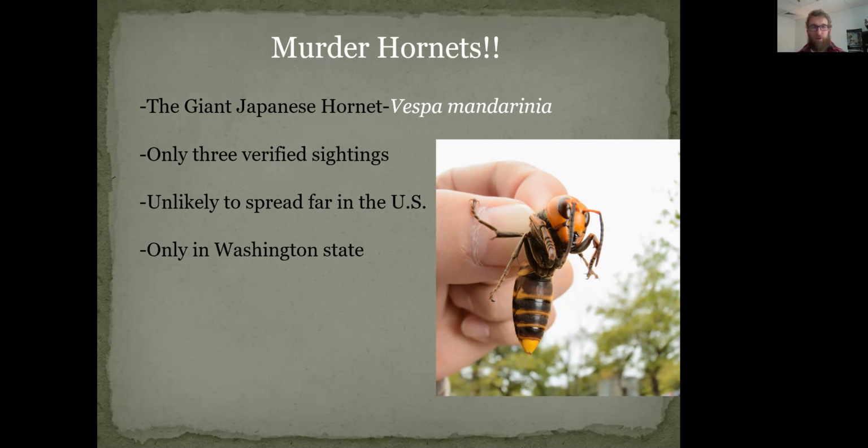But in the US, there's only been 3 verified sightings. There have been more sightings, but no others have been verified. So there's not a lot of them here. The prospect of them spreading across the US is pretty minimal. And right now, there have only been those couple sightings in Washington State. So unlikely you're going to see these anytime soon.